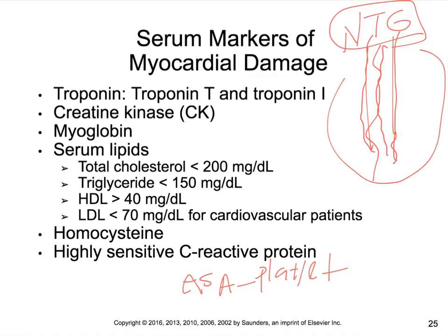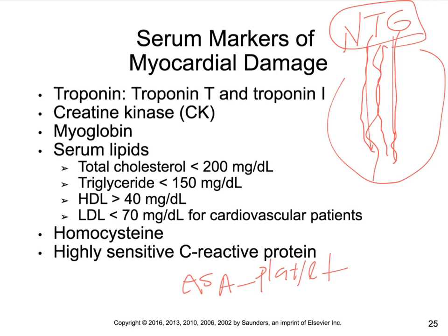Homocysteine and highly sensitive C-reactive proteins is, again, just a blood test that would be supportive. There are other things that can cause elevations in both these labs, so they're a little bit controversial. But again, if you have that patient that is coming in with all these risk factors, all these signs and symptoms going on, the homocysteine and the C-reactive protein will just support what's going on with them. Homocysteine is an amino acid that's produced when proteins break down.